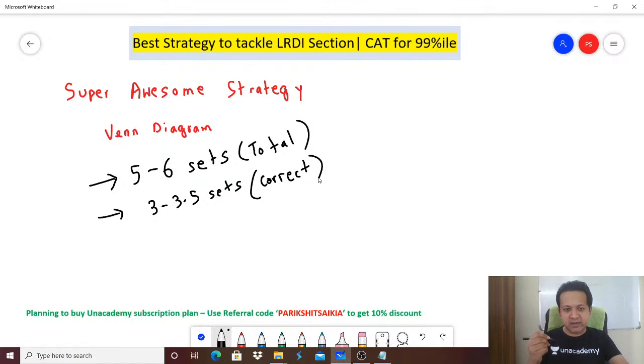The assumption here is the difficulty level of LRDI is the same as the last 2 years. If the difficulty level is the same, this is what your target is going to be. If the difficulty level changes or it becomes harder, obviously the number of correct attempts will come down, and vice versa. If the paper is very easy, this number will go up. But if the difficulty level is the same as the 2019 and 2018 CAT papers, we are looking at out of the 6 around 3 to 3.5 sets for a 99 plus percentile.